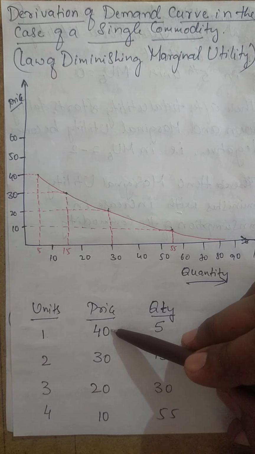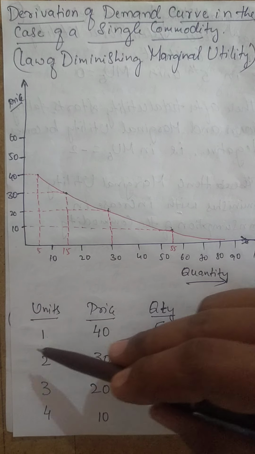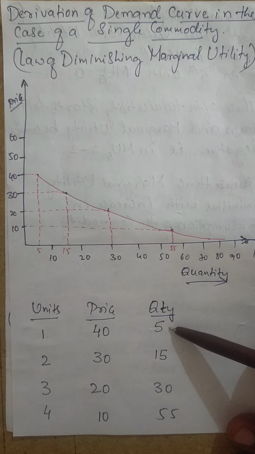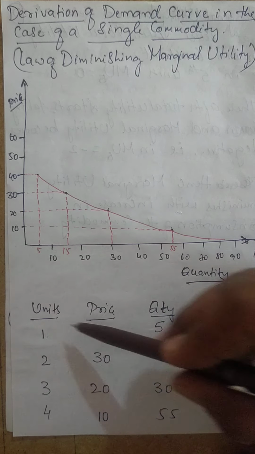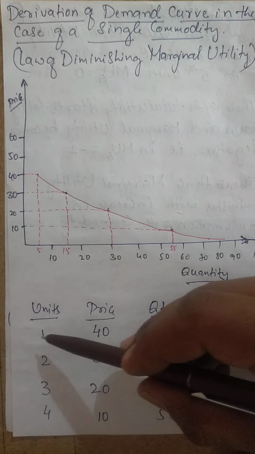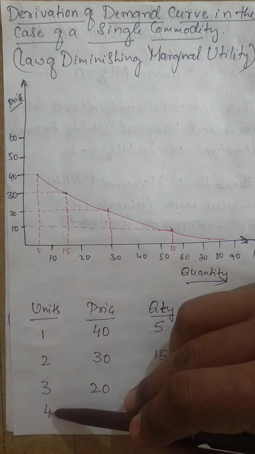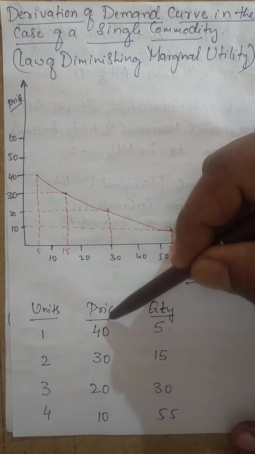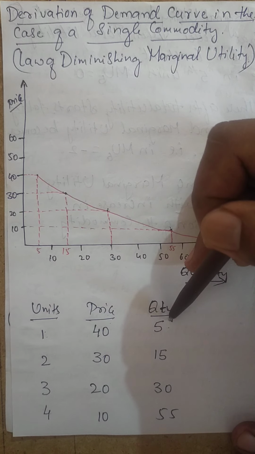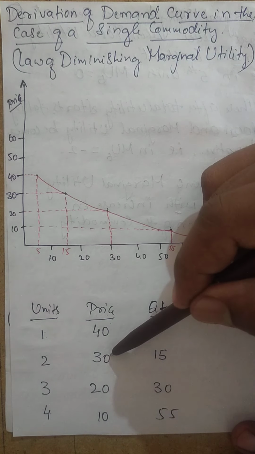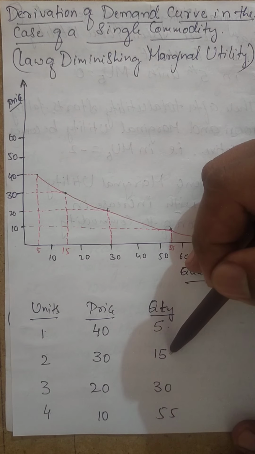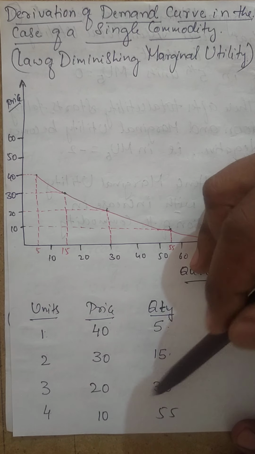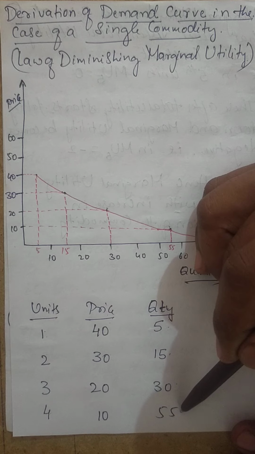See, if the price is 40 and he is ready to consume 1 unit of commodity, he is ready to consume 5 kgs. The units of commodity have been labeled; you can take A, B, C, D also. No issues. So price and quantity are most essential here. When it is 40 rupees you are going to purchase 5 kg. When it is 30 rupees you are going to purchase 15 kgs. When it is 20 rupees you are going to purchase 30 kgs, and when it is 10 rupees we are going to purchase 55 kgs.